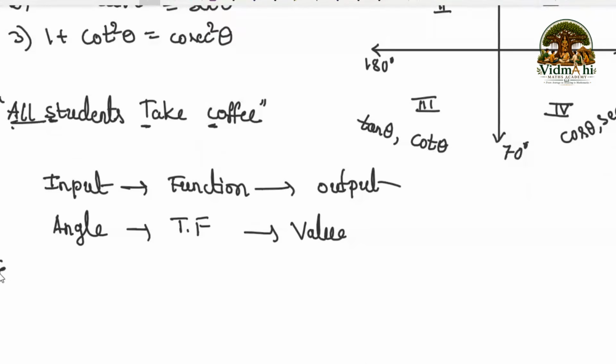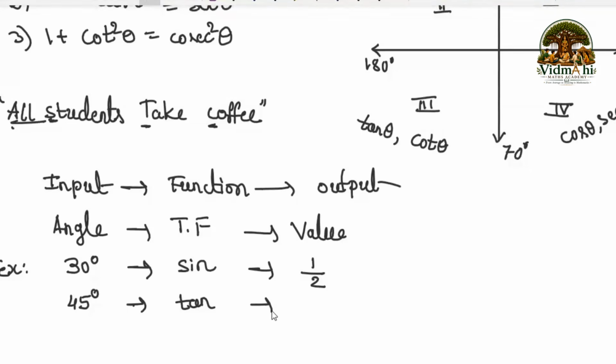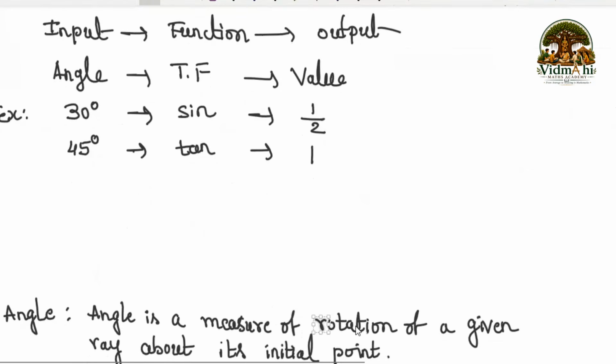For example, if you consider the angle is 30 degree, the trigonometric function is sine. So, what is the sin 30 degree value? 1 by 2. Now, if you consider 45 degree, tan, what is the tan 45 degree value? 1. Now, 120 degree, cos. What is the cos 120 degree value?